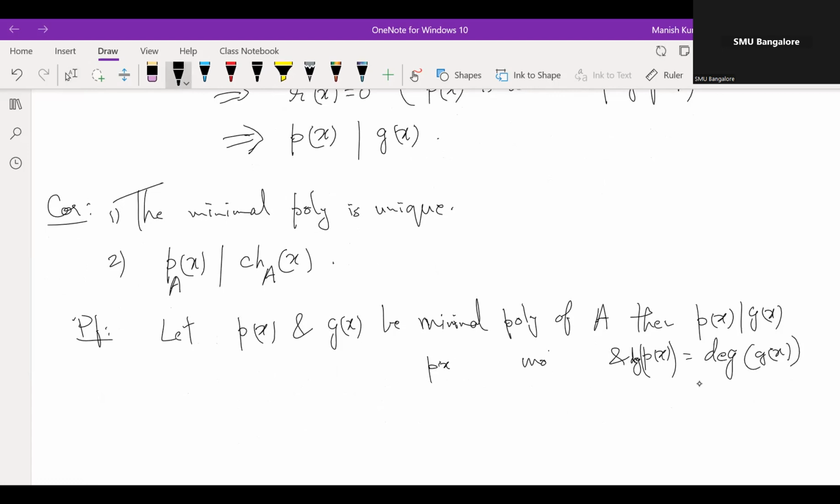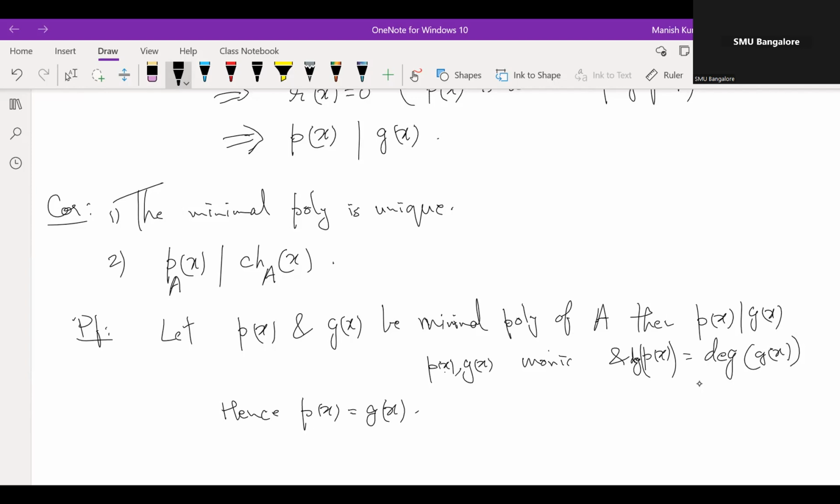Maybe write this way: P(x), G(x) monic, and degree is same. Hence, P(x) equals G(x). Yeah, so two polynomials which are of the same degree, monic polynomials of the same degree, and one divides the other. That means they are the same polynomial, right?